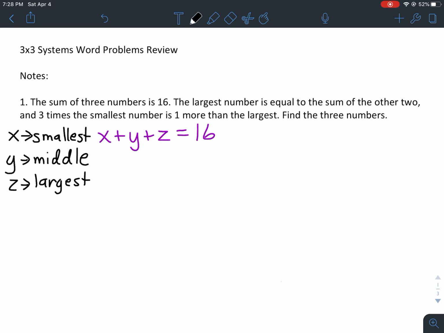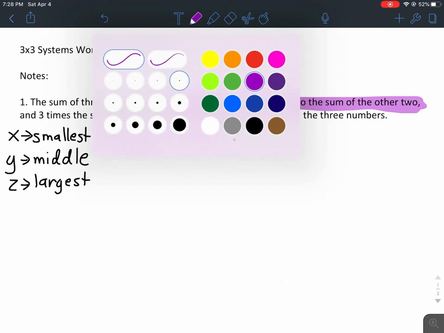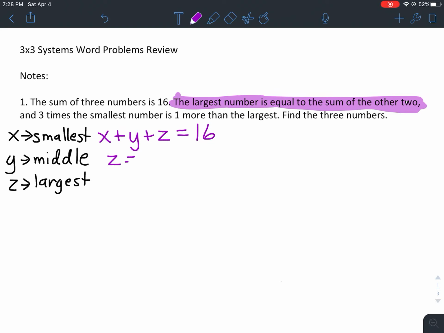Okay, so my first equation was x plus y plus z. Now I'm working on this second part right here. The largest number is, we know in math "is" means equals, so is equal to. So the largest number is z, so we have z equals the sum of the other two. Well, sum means add in math, so we're going to do z equals x plus y.